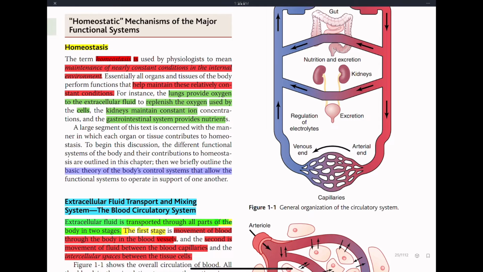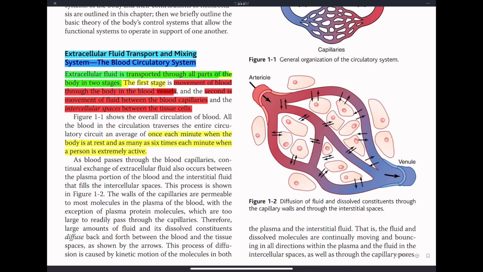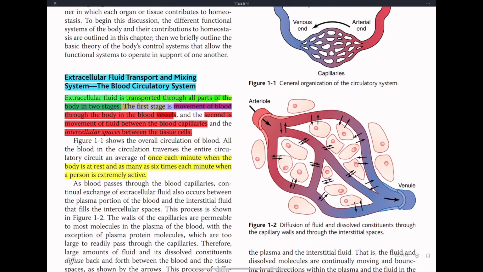Extracellular fluid transport and mixing system. The blood circulatory system. Extracellular fluid is transported through all parts of the body in two stages. The first stage is movement of blood through the body in the blood vessels, and the second is movement of fluid between the blood capillaries and the intercellular spaces between the tissue cells.